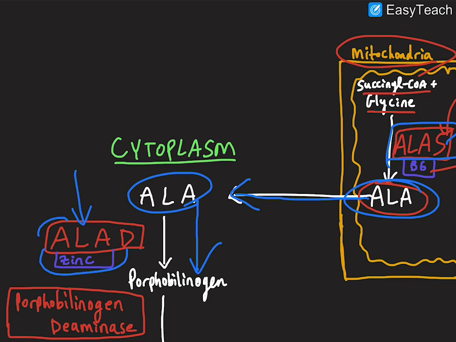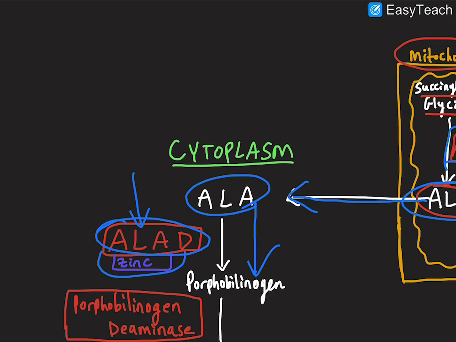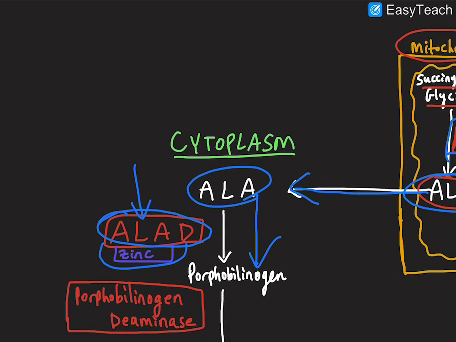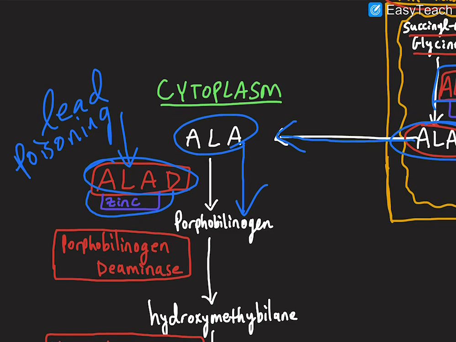Now, what if your ALAD enzyme is defective? It's actually not about what you can get, but how it even gets defective. It gets defective via lead poisoning. If you have lead poisoning, this can lead to a dysfunctional aminolevulinic acid dehydratase enzyme, which means you won't be able to do porphobilinogen synthesis. Or sorry, protoporphyrin synthesis. My apologies.